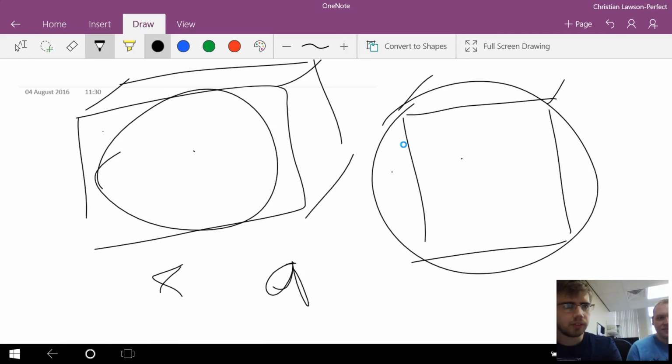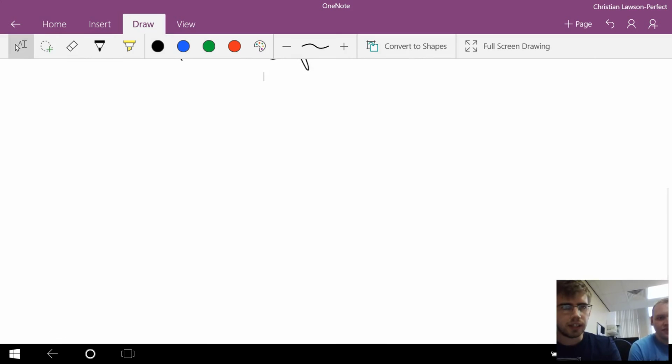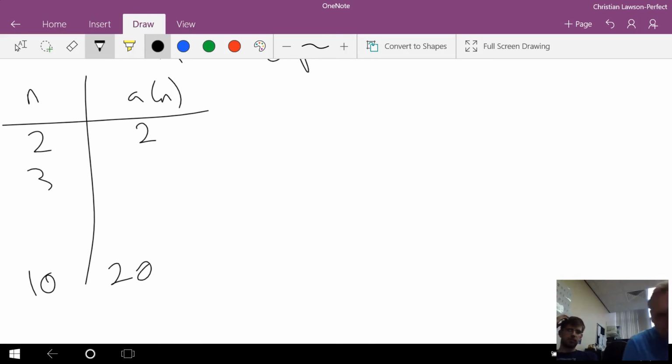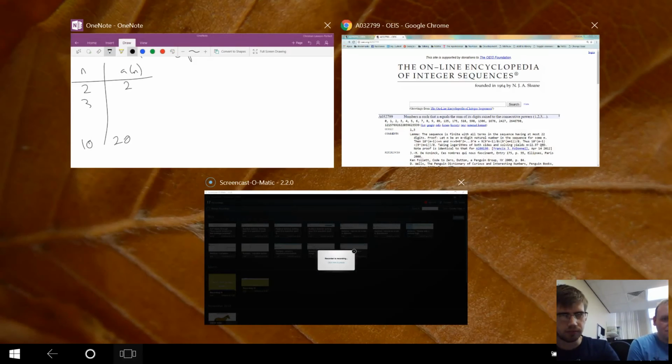Where's my OneNote? Okay, so n, a of n, block 2. Sorry, 2. Number of terms in the sequence. 0 and 1. 3. Do we have to do some thinking? There's no easy way of finding these. Well, could we get a bound for it?